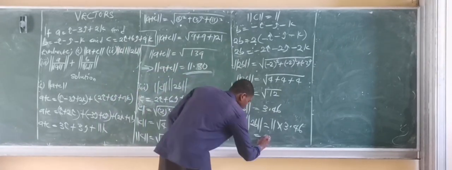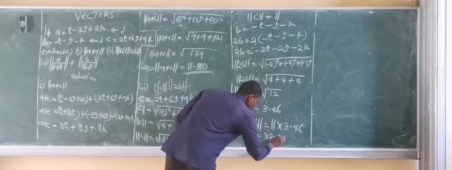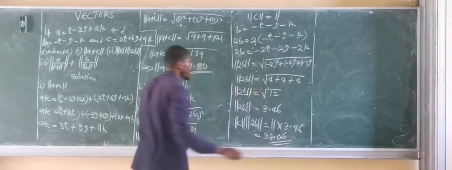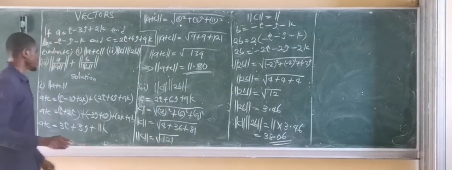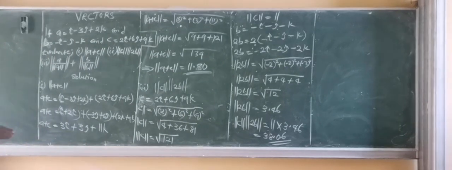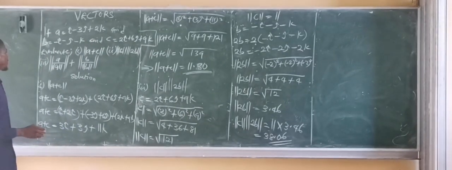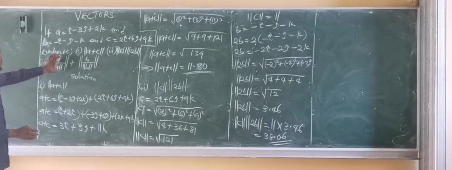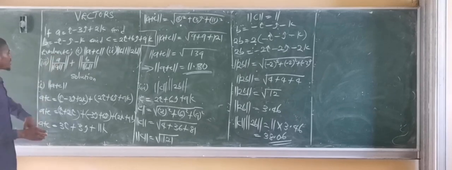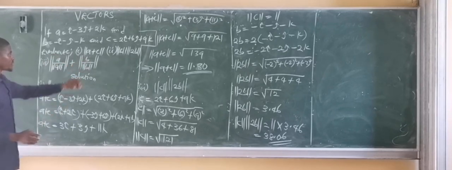38.06. Okay. So you have 38.06, and that happens to be the final answer to that problem. The next problem says we should find the magnitude of the unit vectors of A and then the magnitude of the unit vectors of B.